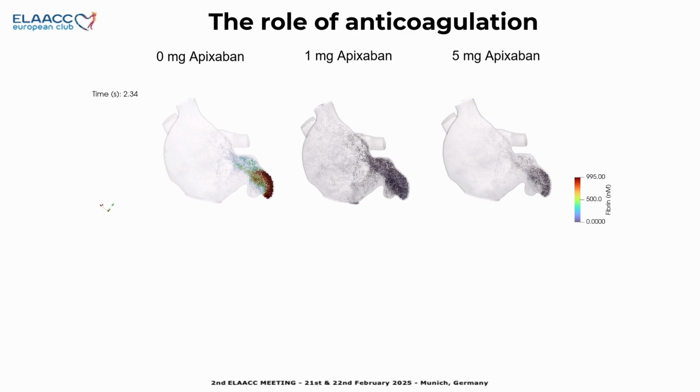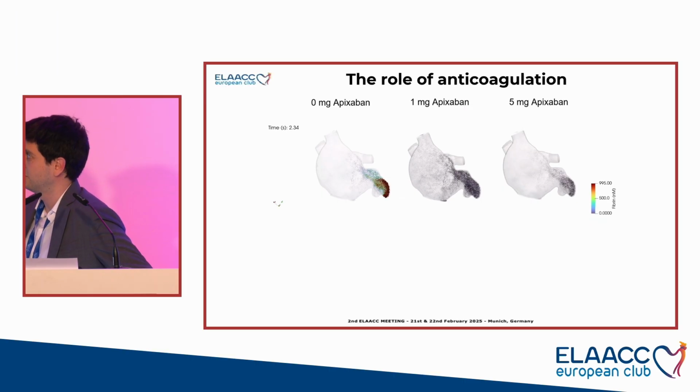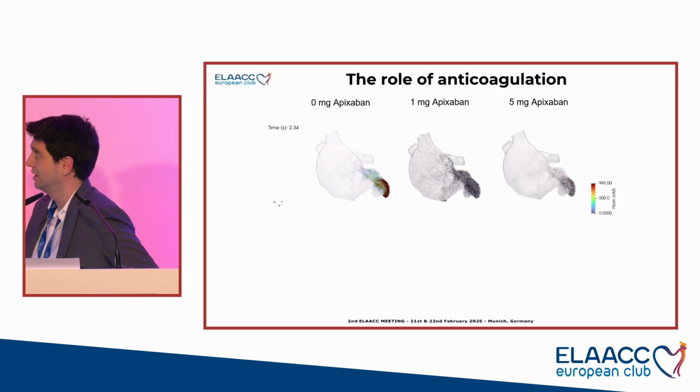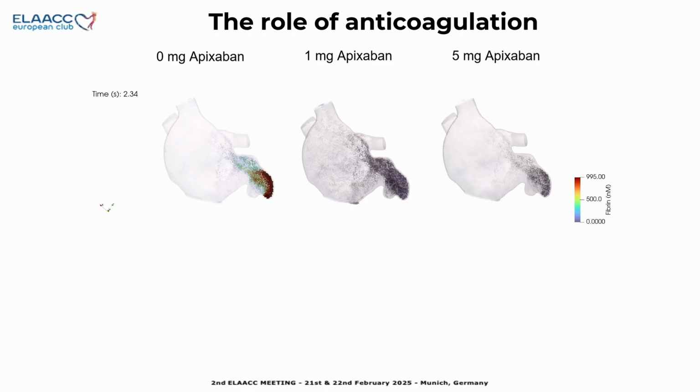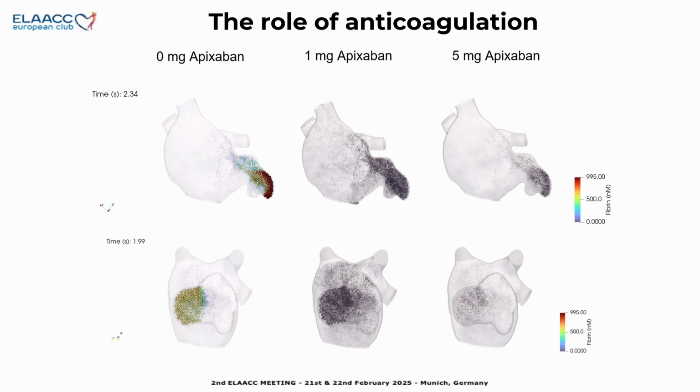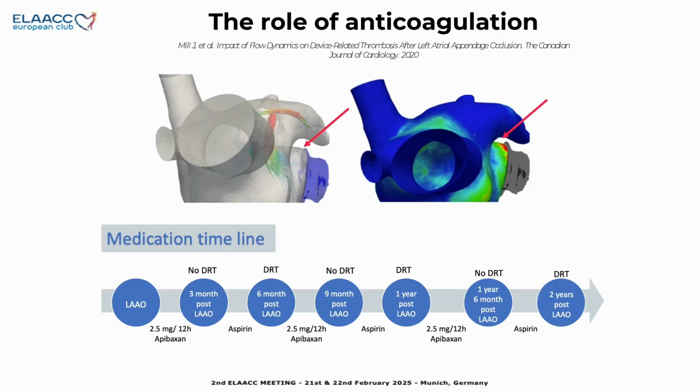I know that you don't apply 1 milligram of apixaban, but it's a model, so you can put the amount that you want. The black is thrombin. You see that you have thrombin with 1 milligram of apixaban, but you still don't have the fibrin, and with 5 milligrams of apixaban, there is almost no reaction. And this is without device, but now we are starting to validate this with device.